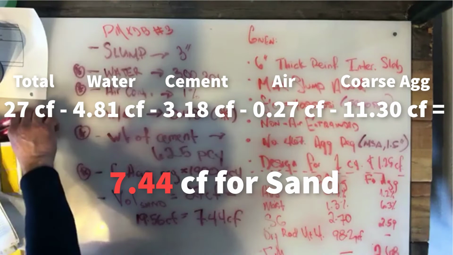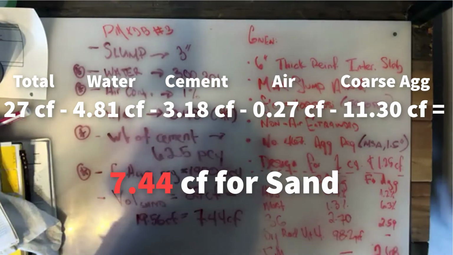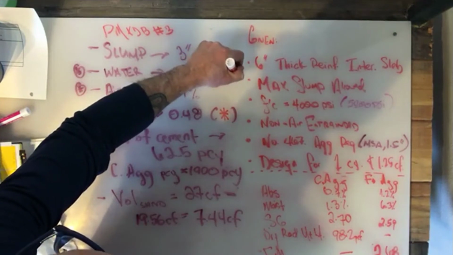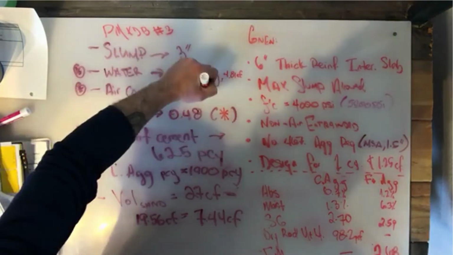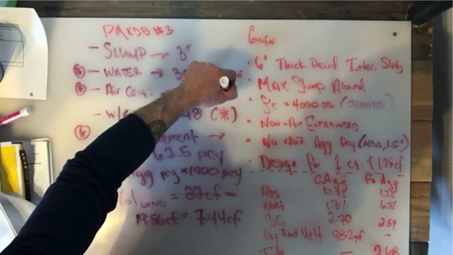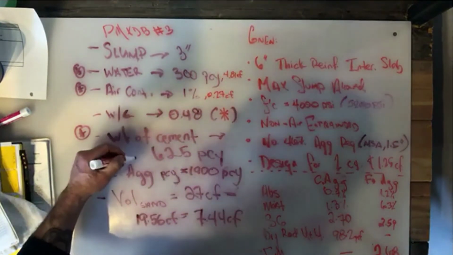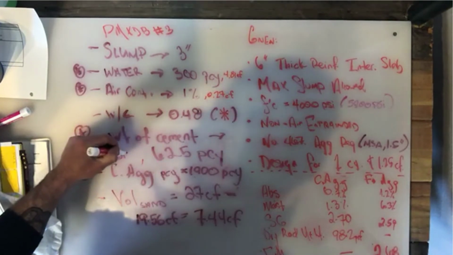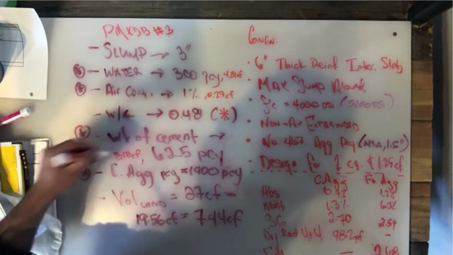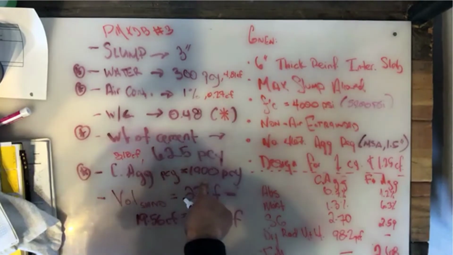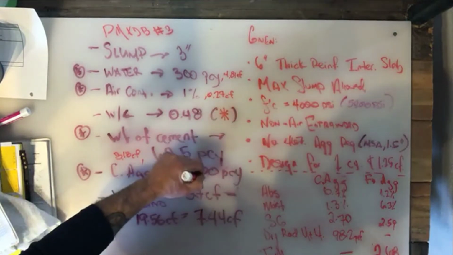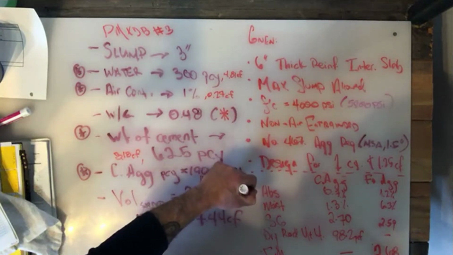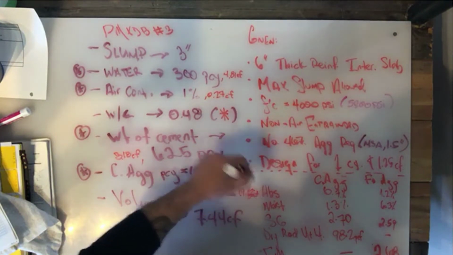I'm going to leave that up there for a second, and I'm going to write my volumes for my different things. So here 4.81 cubic feet. This was 0.27 cubic feet. My weight of cement, this was 3.18 cubic feet. My coarse aggregate, I'll write that underneath. That was 11.3 cubic feet. And altogether, that was 19.56 cubic feet.